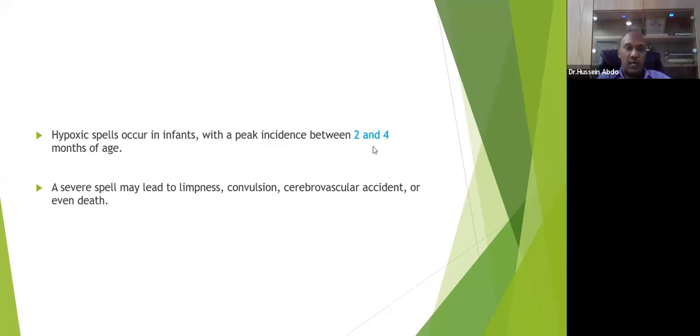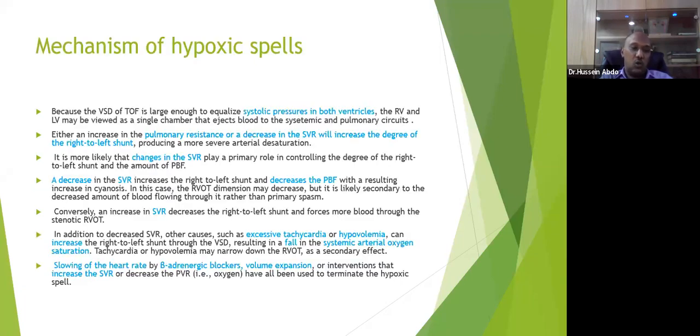Usually hypoxic spells occur after the infantile period, and can start at 2 to 4 months. Although they can present early, this is in certain patients who have small pulmonary artery branches or severe TOF type, but usually it presents late. It has significant morbidity and we should treat it early because it might cause convulsion, cerebrovascular accident, and even death. So it's very important to treat the spells. And we also need to inform the surgeon. If you have cyanotic spells, the cardiac surgeon should know about the patient because this is an indication for surgical treatment.